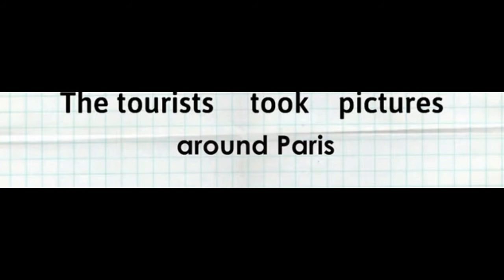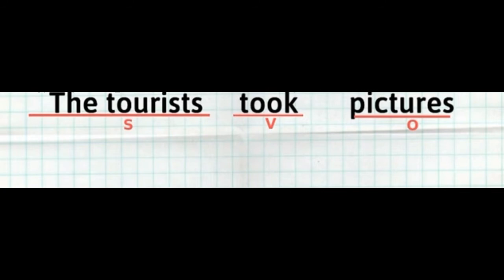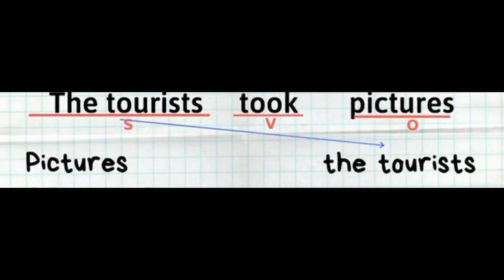Let's do this other example. We have the tourist took pictures around Paris. First, the subject tourist, verb took, pictures object. So we have to take out around Paris. We are not going to use it now. Pictures go to the beginning. The tourist goes to the end. We are going to add by before the tourist to connect the ideas.